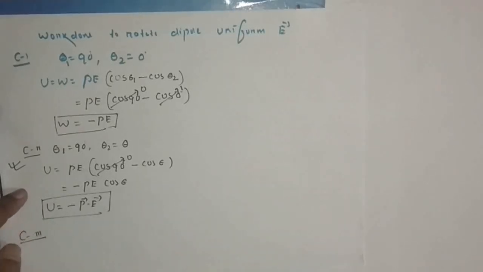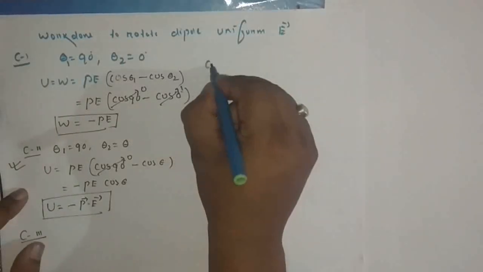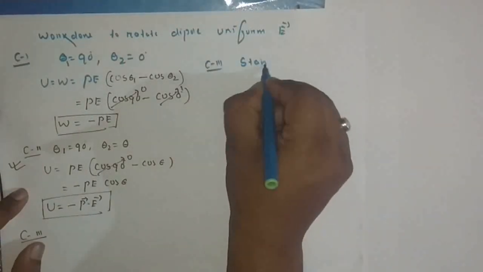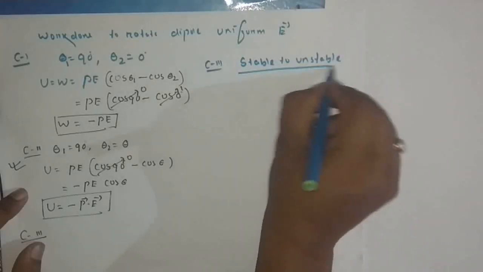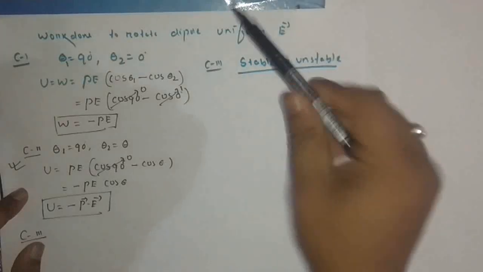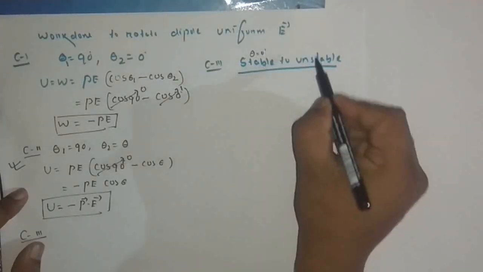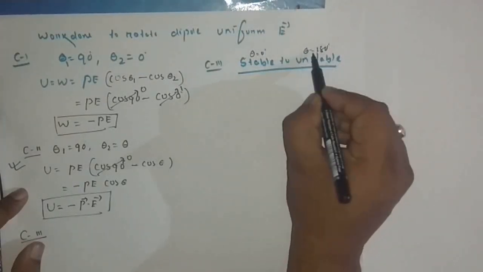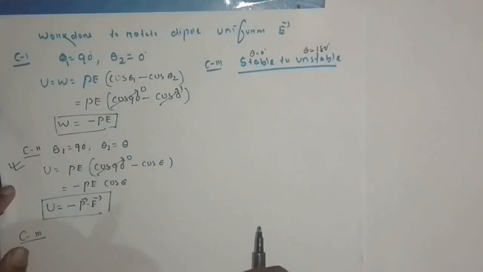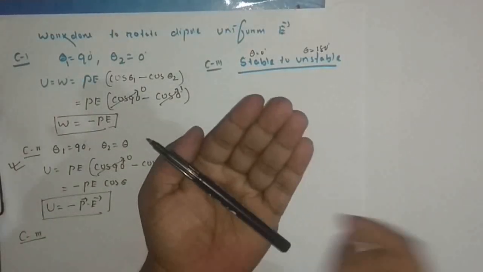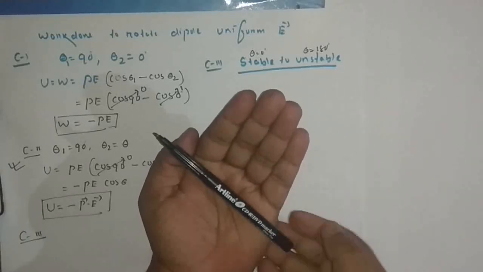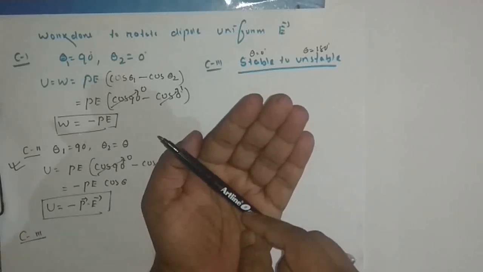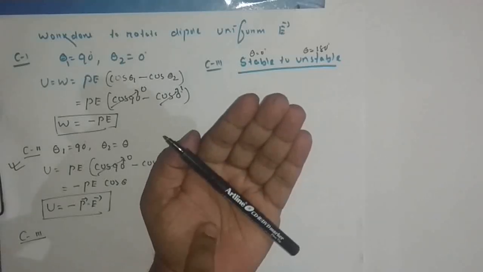Sometimes they will ask, suppose I am writing case 3 here, stable to unstable equilibrium. Let us know what is stable. Stable means theta equal to 0 degree. Unstable means theta equal to 180 degree. So what is stable equilibrium? If I disturb it, after some time it returns back and remains in equilibrium. This is known as stable. That means it will be in equilibrium, and if I disturb it, again it will return to its previous position.